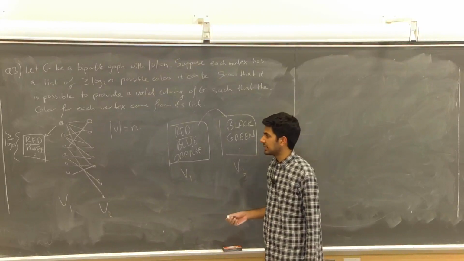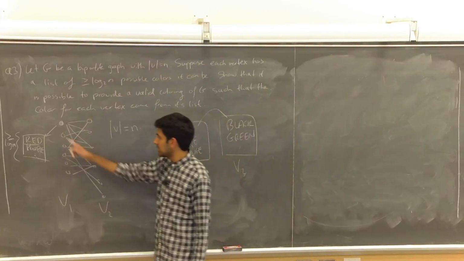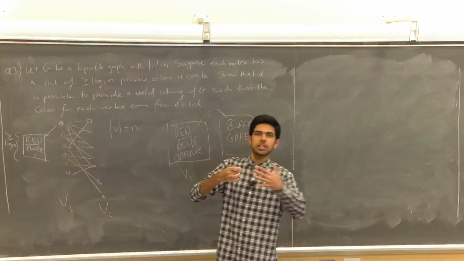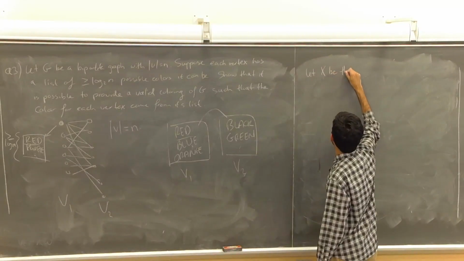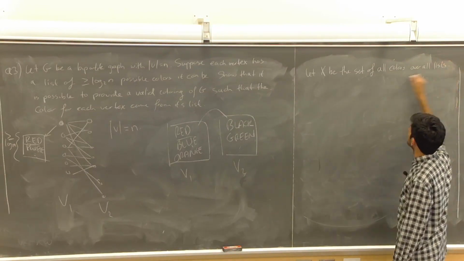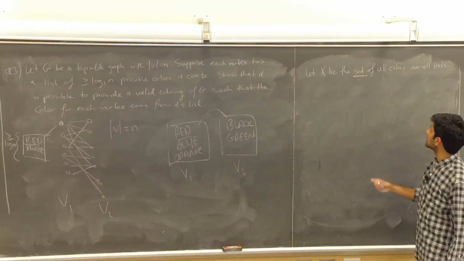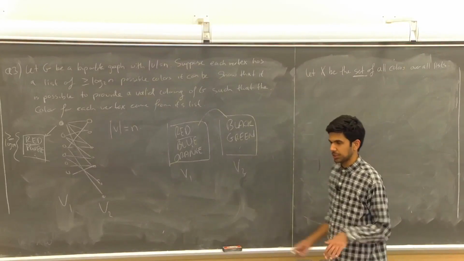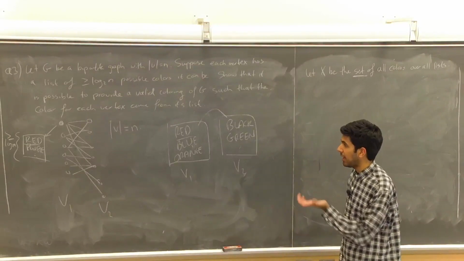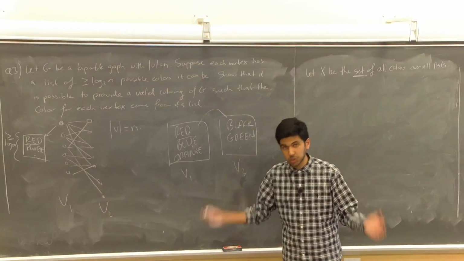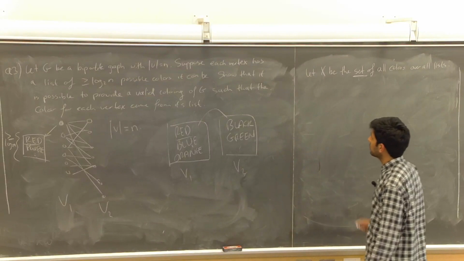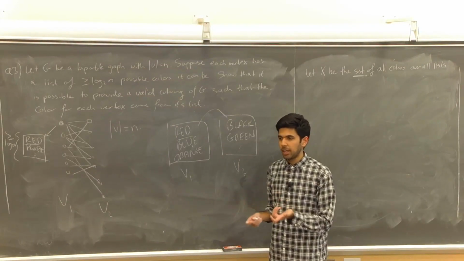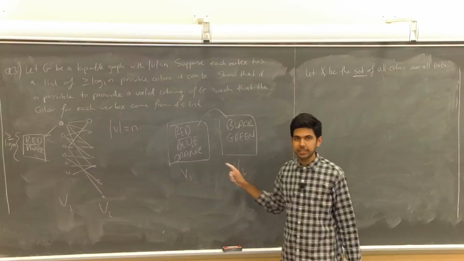So why don't we do this? Let's take a look at each vertex's personal list and conglomerate all of the colors together. So we'll let X be the set of all colors over all of the lists. Note, it's not a multi-set, so we don't really care about repetitions. We just want to see every color that a vertex could be colored. And what we'll do is we'll try to construct these lists. We'll look at a color, and we will assign it to one of these lists.